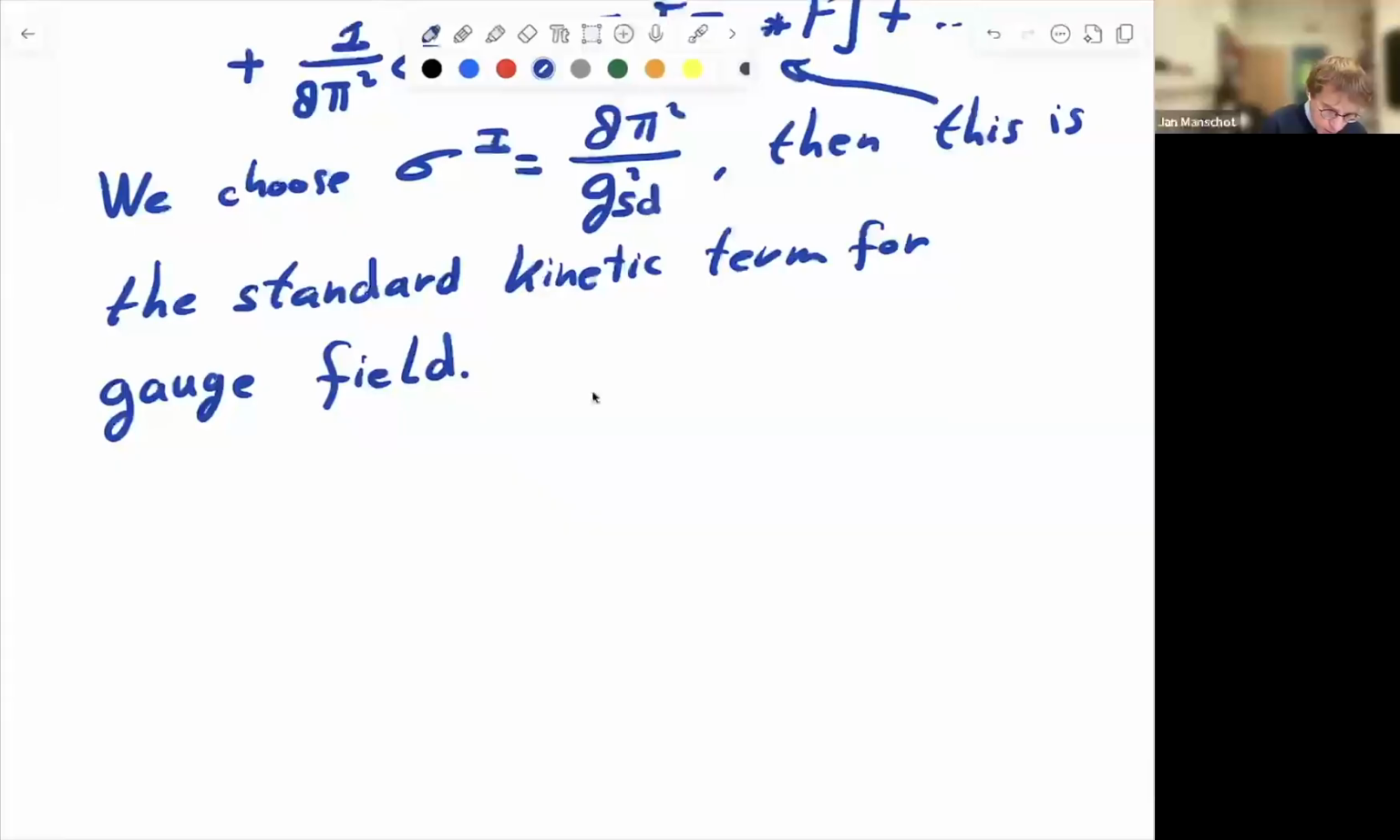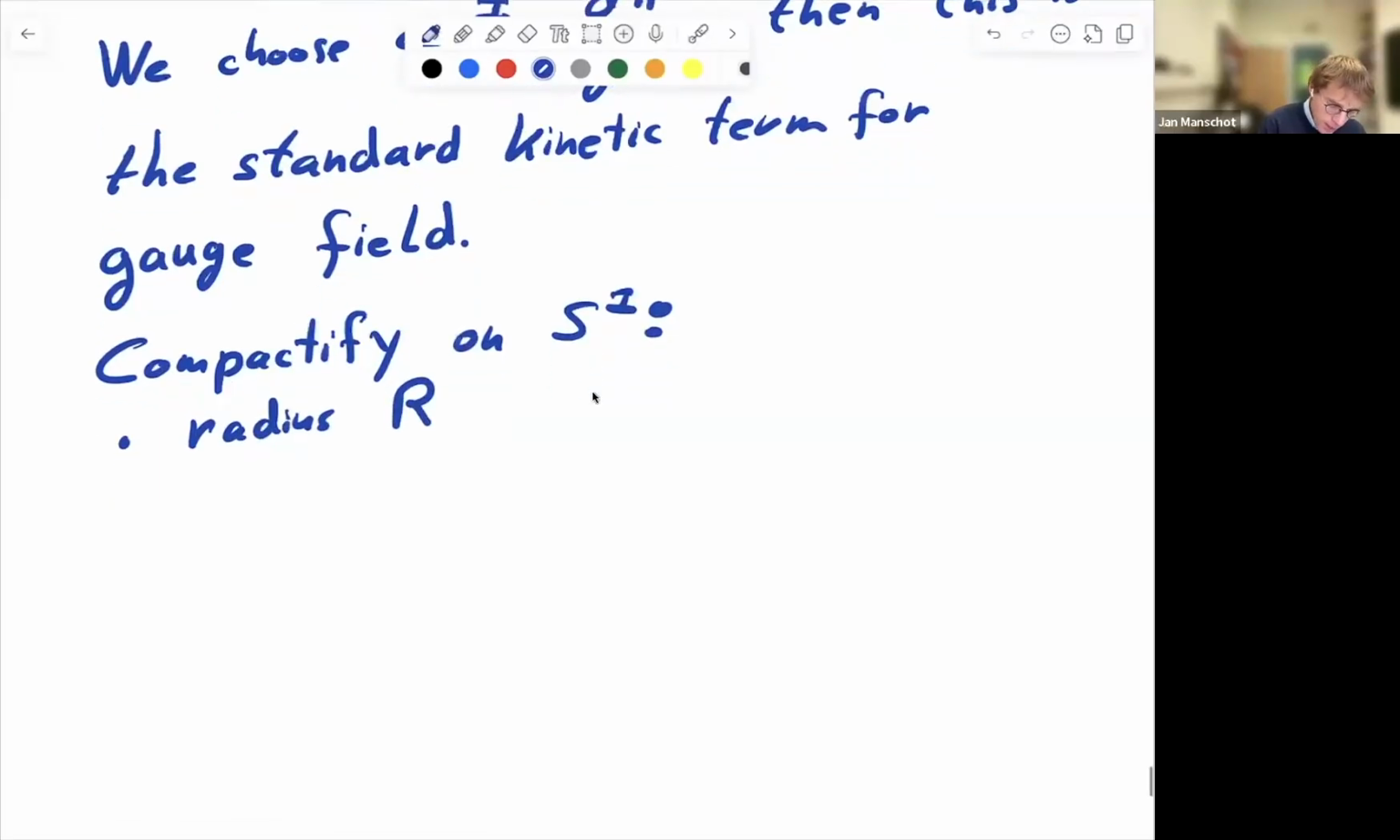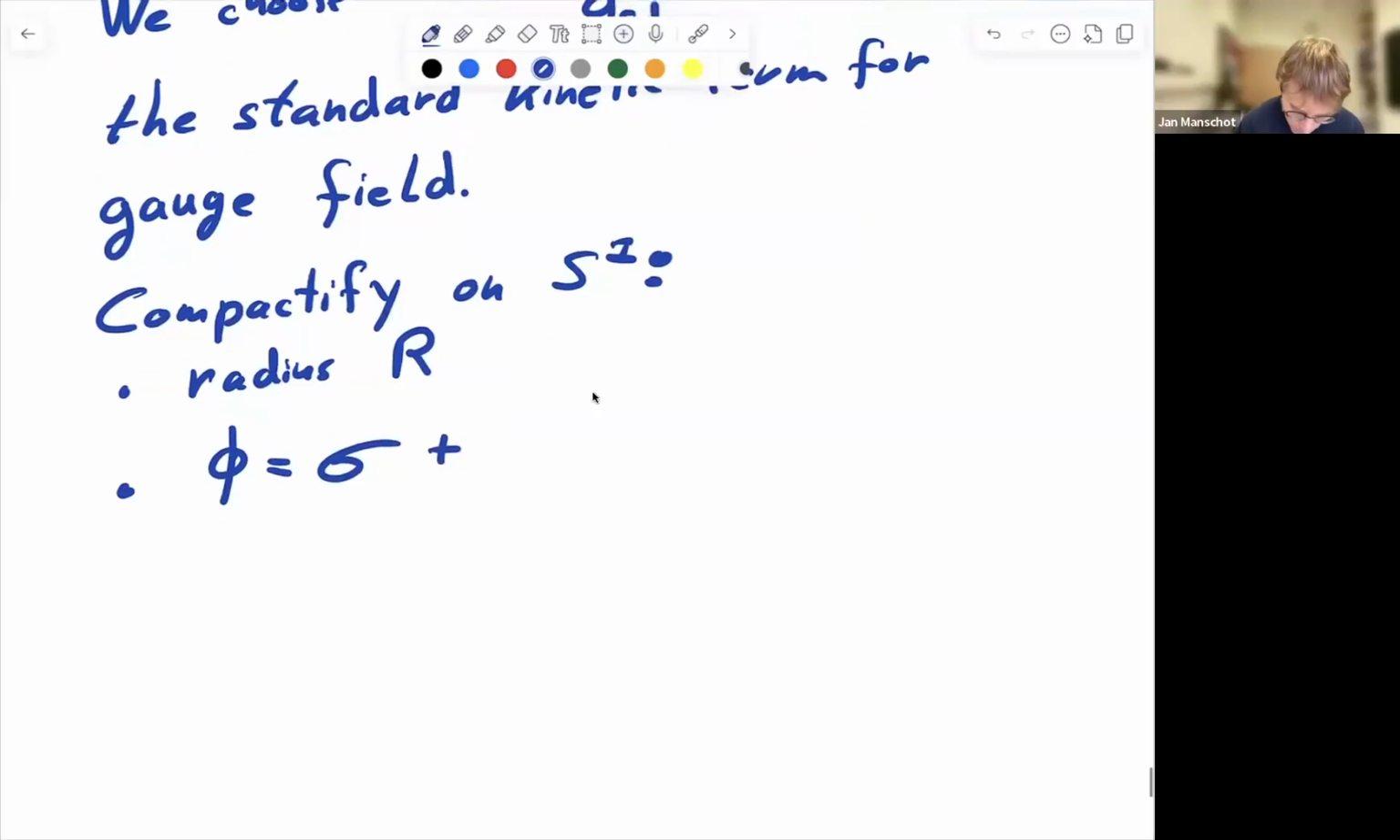Now we compactify on S1, on a circle of radius r, and then the complex scalar phi we saw in 4D arises as follows. It's the scalar field sigma of the vector multiplet in 5D plus the holonomy of the gauge field around the circle, i, divided by r, integral over the circle of A_5 dx.